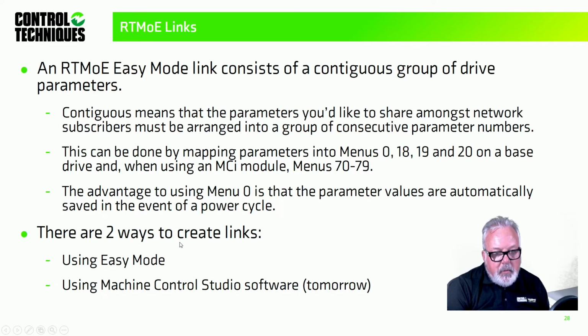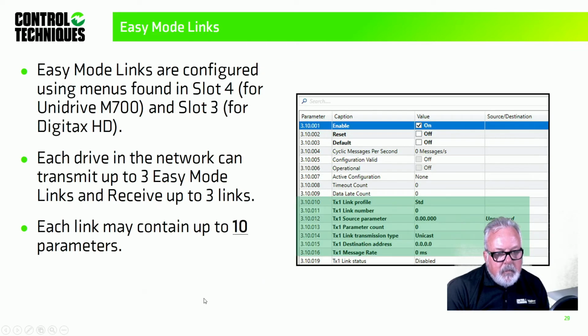So there's two ways to create links. We're going to use easy mode, and then tomorrow I'll show you how to use the graphical link editor, advanced link editor in Machine Control Studio. So easy mode links are configured using the menus found in slot 4 for an M700 or slot 3 for Digitax HD, and specifically menu 10.